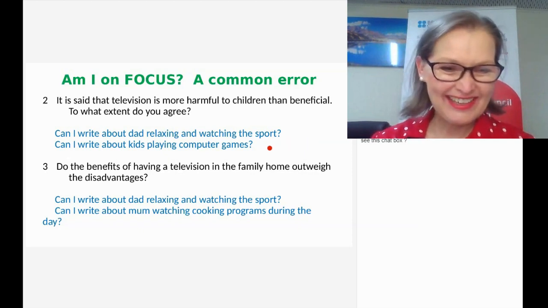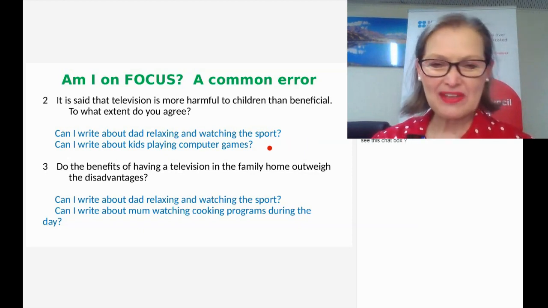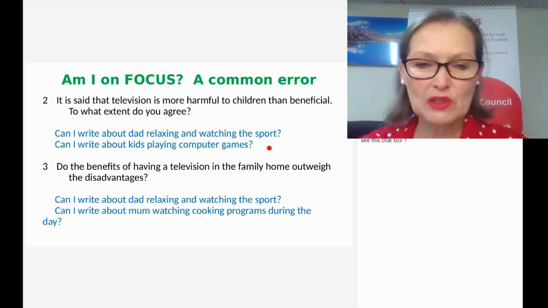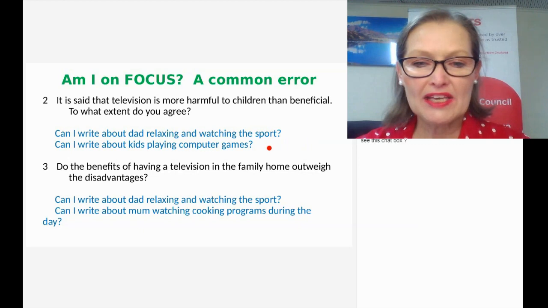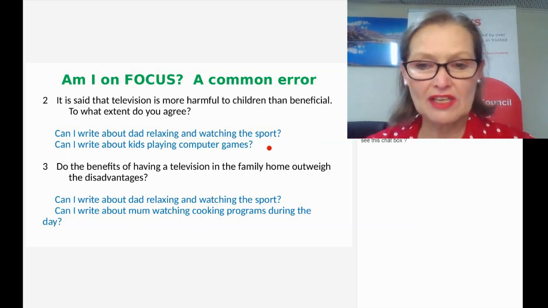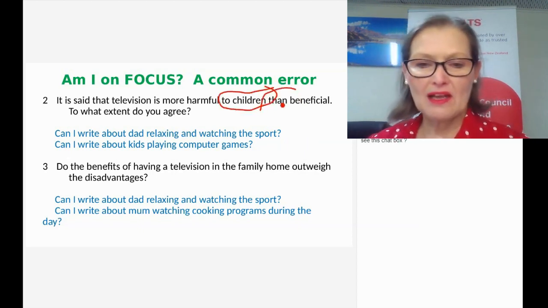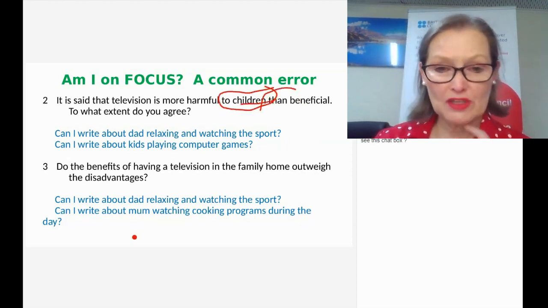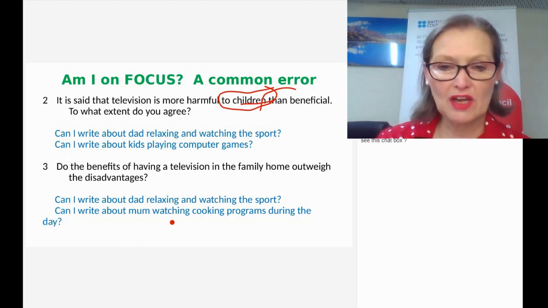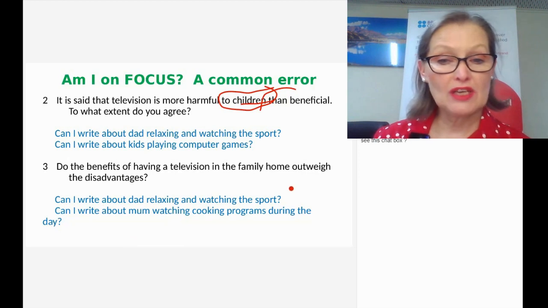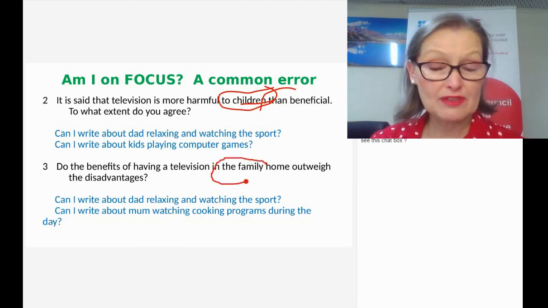Good. All right, so let's just have a look at sentence number 2. We looked at it earlier. It is said that television is more harmful to children than beneficial. To what extent do you agree? And the question I asked earlier was, can we write about kids playing computer games?